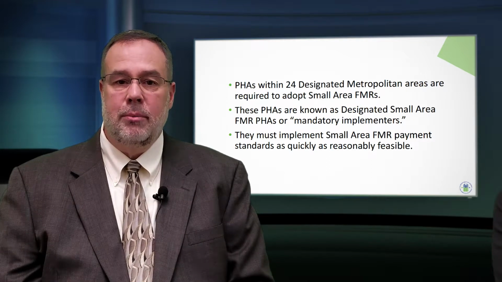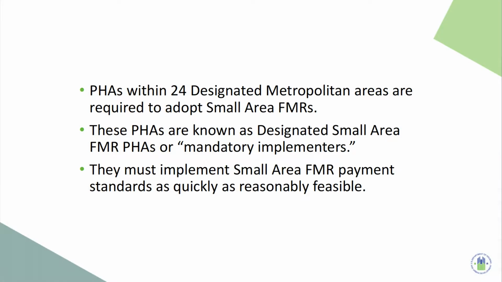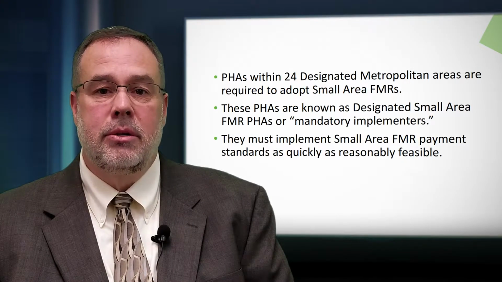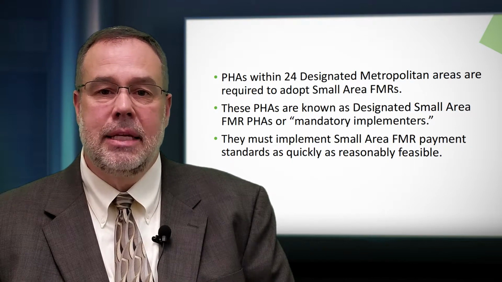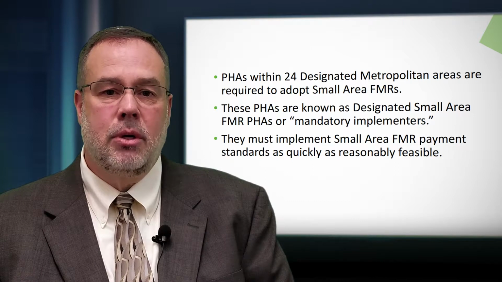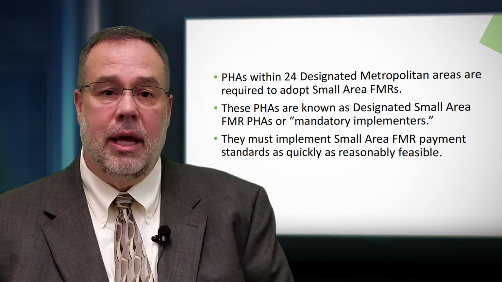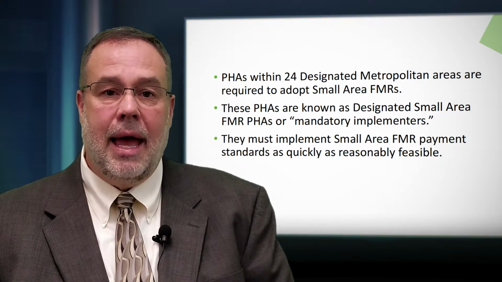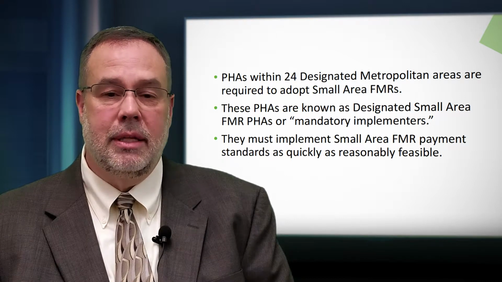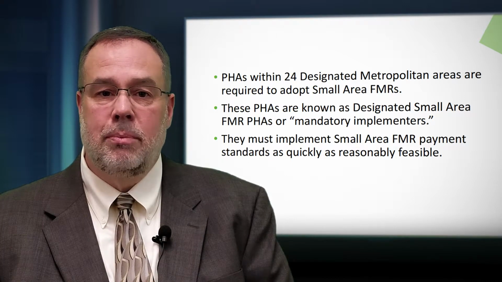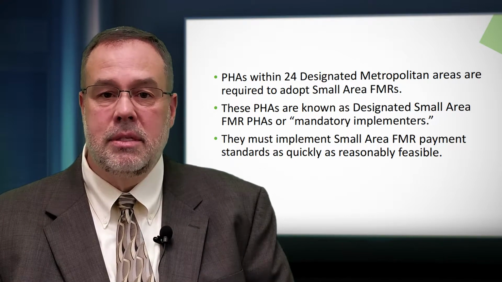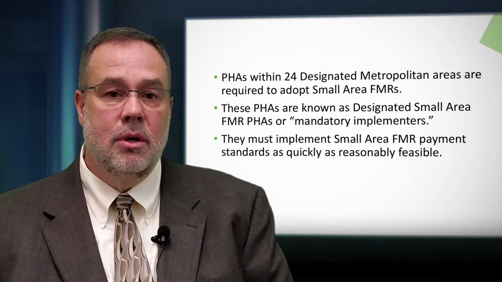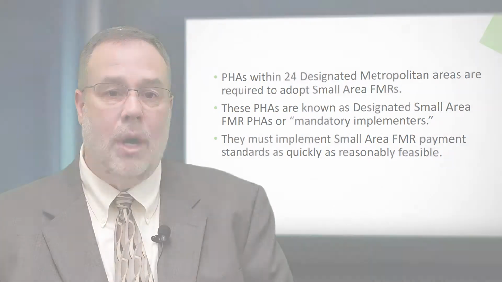PHAs that believe they will be unable to implement the use of small area FMRs by April 1, 2018 should immediately contact their local HUD field office. In some cases, a mandatory implementer's jurisdiction may include both designated small area FMR areas and metro areas where the use of small area FMRs is not mandatory. For these PHAs, use of SAFMRs outside the designated small area FMR area is optional. If the PHA wishes to apply small area FMRs to these areas, they would need to follow the procedures for opt-in PHAs that we're about to discuss.